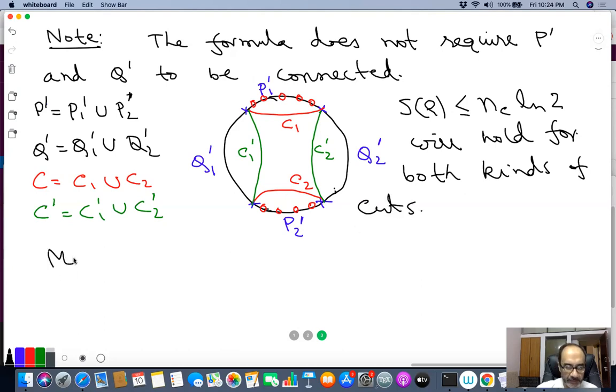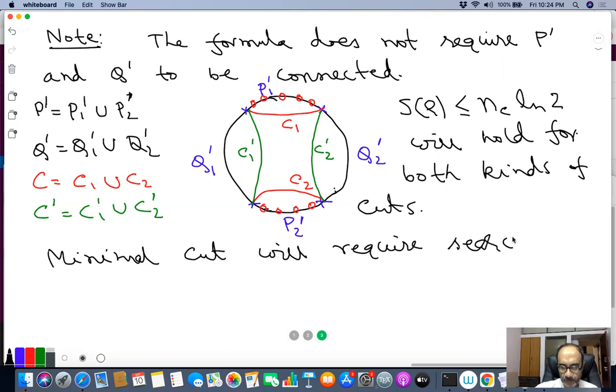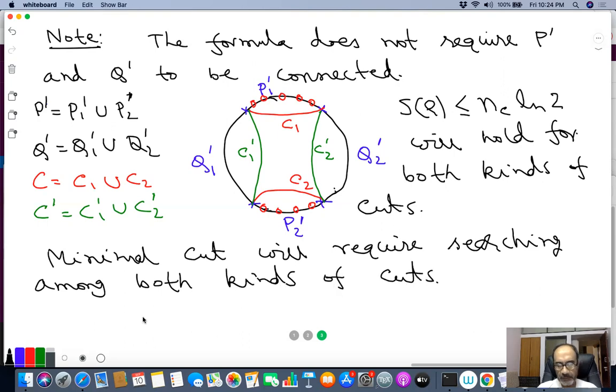And the minimal cut will require searching among both kinds of cuts. And it's only for the minimal cut that there is a possibility that M and N are isometries, but it's not guaranteed.